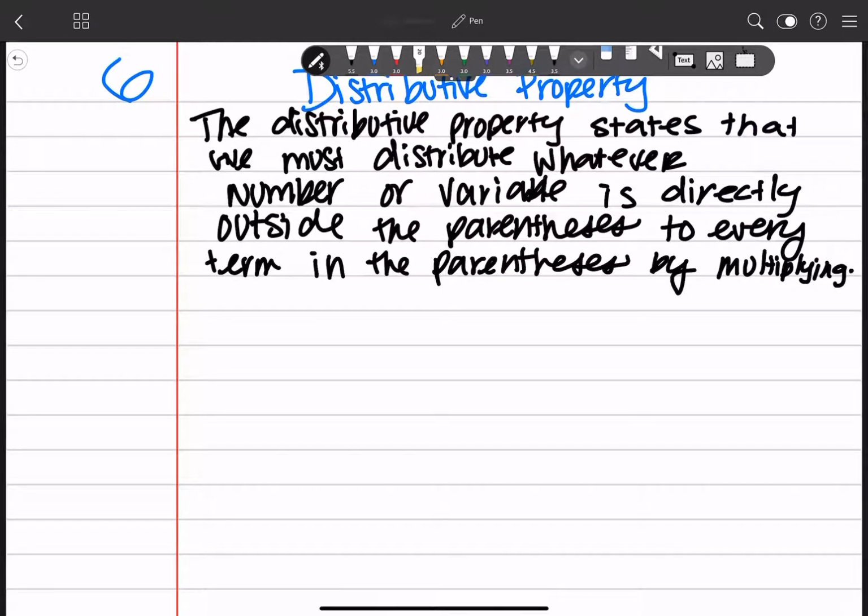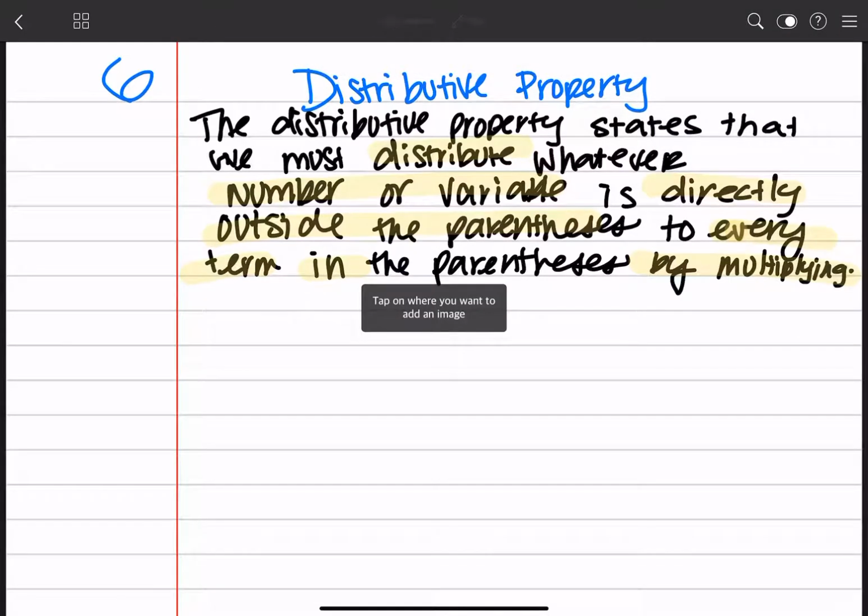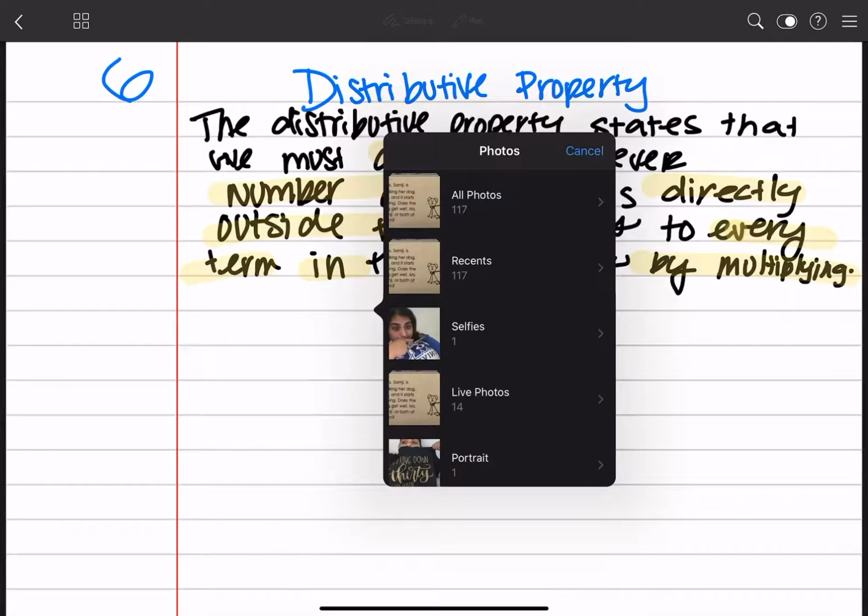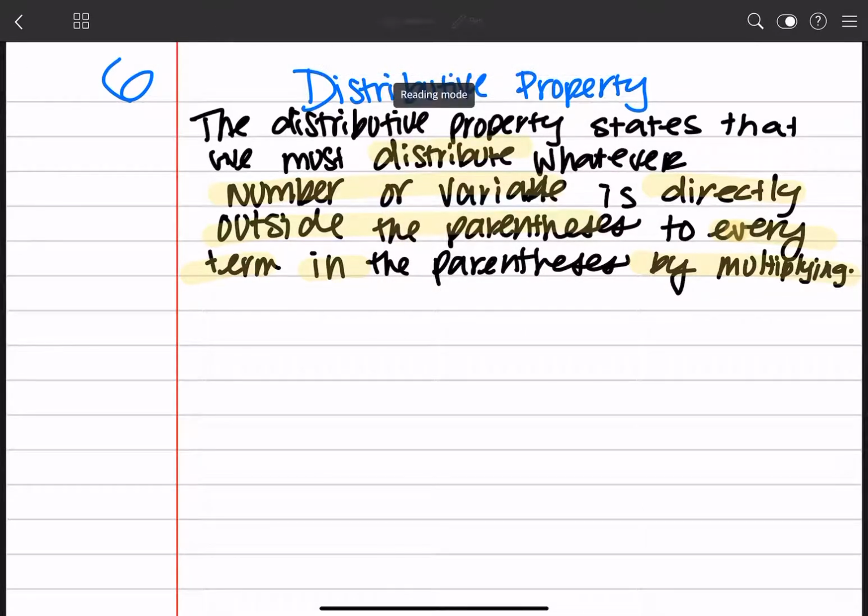And I do want you to highlight some keywords in here. Okay, so we are going to distribute the number or variable directly outside the parentheses to every term inside by multiplying. So it's every term inside the parentheses, essentially. What's going to end up happening is you're going to share the love.